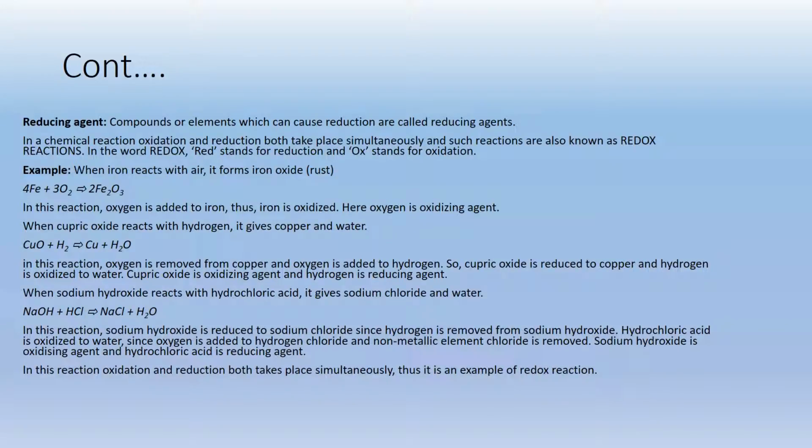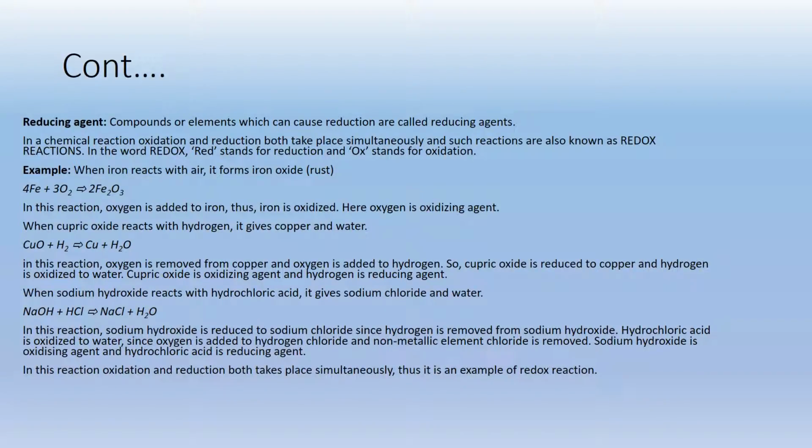When cupric oxide reacts with hydrogen, it gives copper and water. CuO plus H2 gives Cu plus H2O. In this reaction, oxygen is removed from copper and oxygen is added to hydrogen. So, cupric oxide is reduced to copper and hydrogen is oxidized to water. Cupric oxide is the oxidizing agent and hydrogen is the reducing agent.